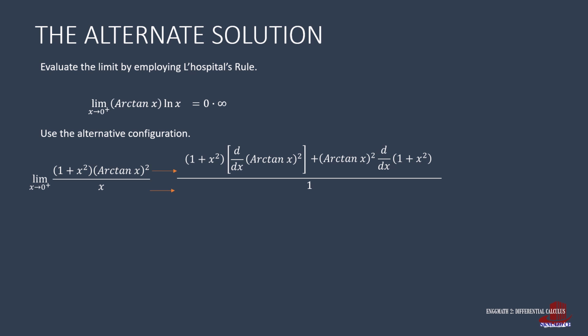Focus on the end of the limit. The derivative of 1 is 0, and the derivative of x squared is 2x, thus producing 1 plus x squared times twice of arctangent x with d over dx of arctangent x through chain rule. The second term has 2x times the square of arctangent x.